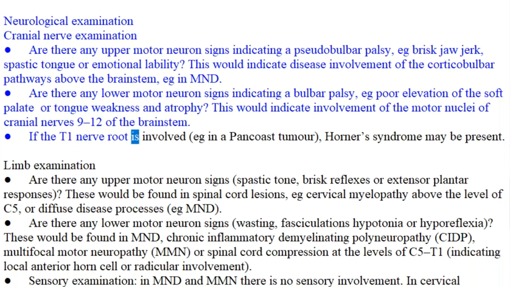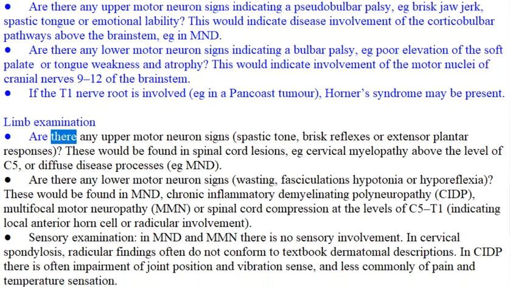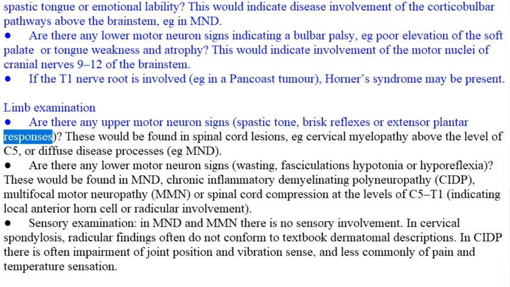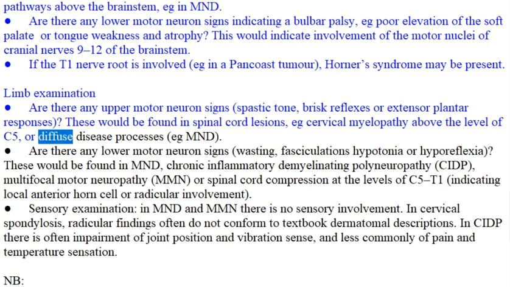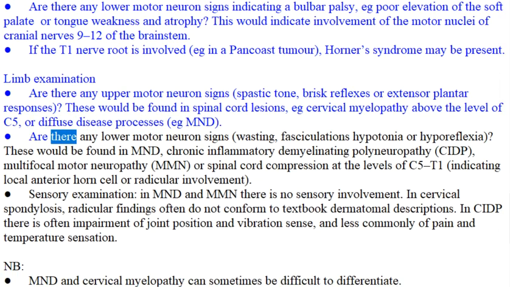If the T1 nerve root is involved, e.g. in a Pancoast tumor, Horner's syndrome may be present. Limb examination. Are there any upper motor neuron signs, spastic tone, brisk reflexes, or extensor plantar responses? These would be found in spinal cord lesions, e.g. cervical myelopathy above the level of C5, or diffuse disease processes, e.g. MND. Are there any lower motor neuron signs, wasting, fasciculations, hypotonia or hyporeflexia?